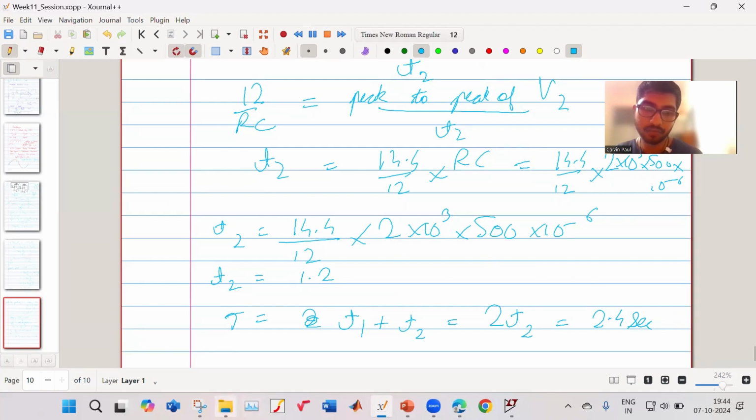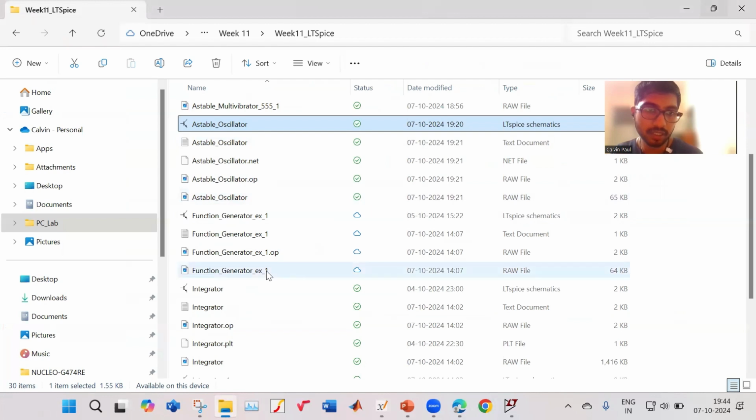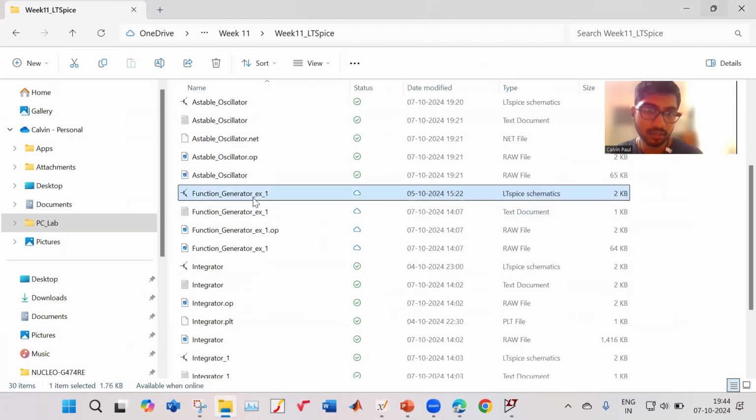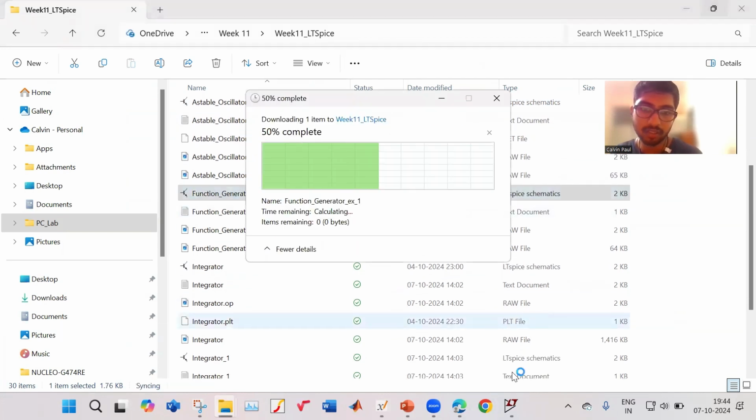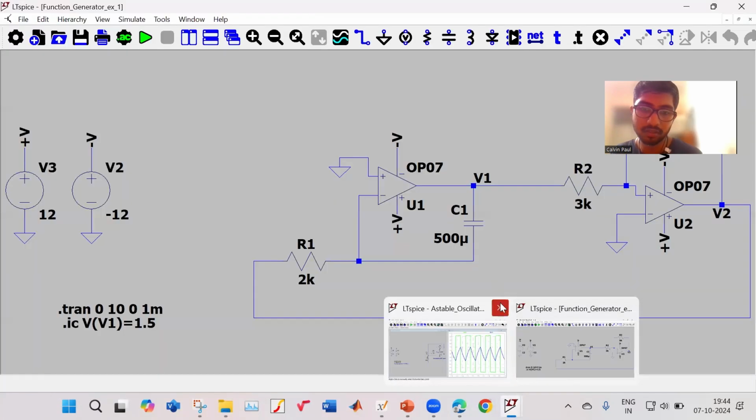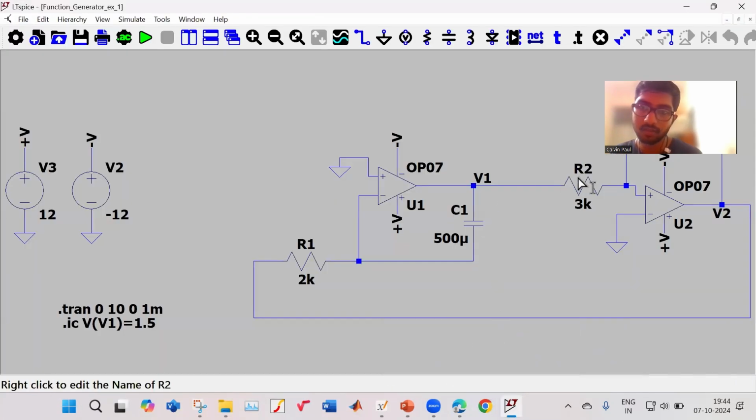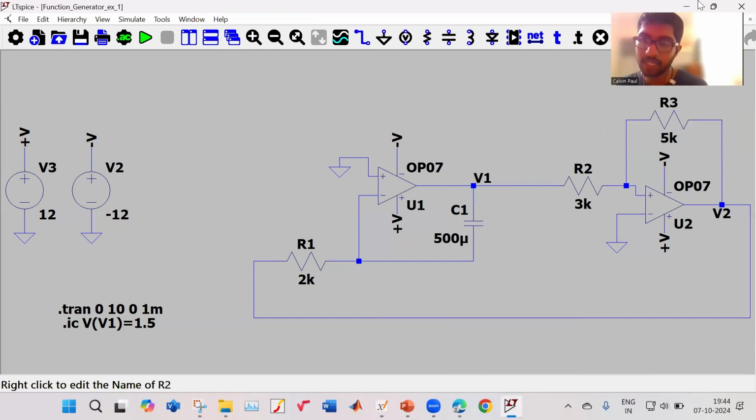So now, let me open the function generator circuit. So this is your circuit. This circuit, which was there in your sum, I have made it. Okay, 5K, 3K, 500 micro, 2K, etc. So this circuit I have made. So now let me simulate.